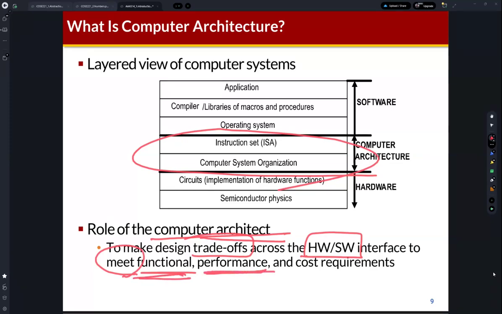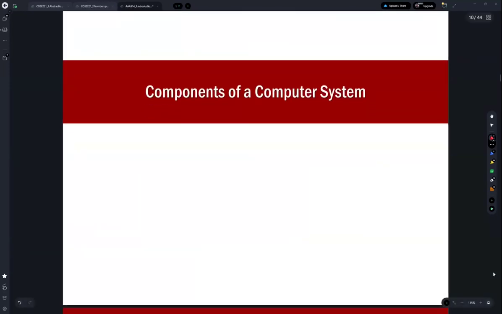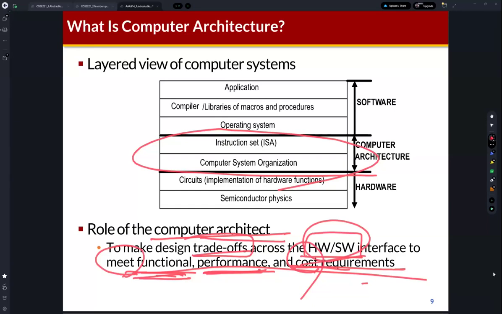Performance is the number one interest of customers, so we need to build a better computer system, meaning higher performance. And then cost: as engineering researchers, we also need to focus on the cost of the computer, the cost of the system. So computer architects make design trade-offs across hardware and software. You need to know hardware, you need to know software, with functionality, performance and cost. Okay, this is just the definition of computer architecture, just an introduction.